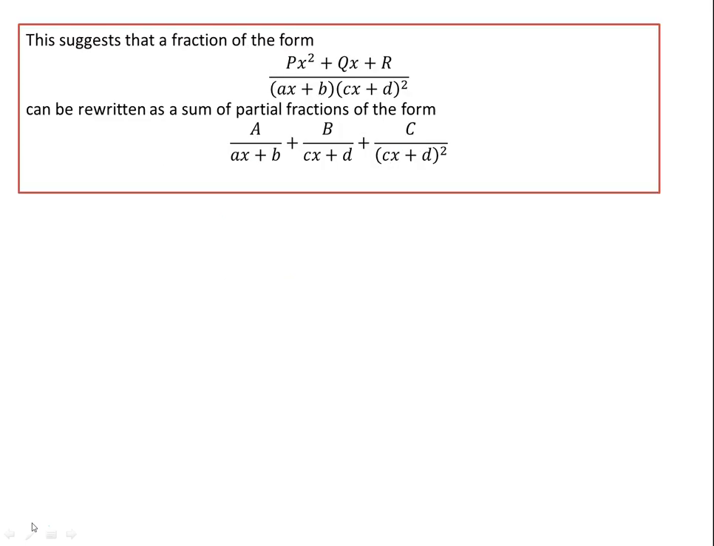And we can reverse this statement to say that if we've got a fraction of that format, px squared plus qx plus r over ax plus b times cx plus d squared, we should be able to rewrite it as a sum of partial fractions of the form a number over ax plus b, plus another number over cx plus d, plus then a third number over cx plus d squared.